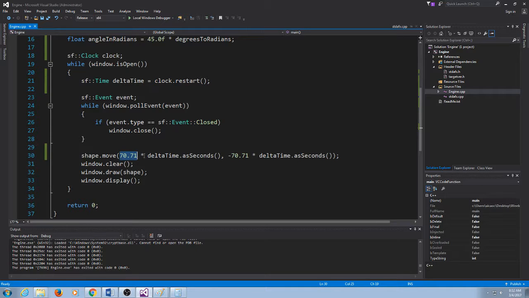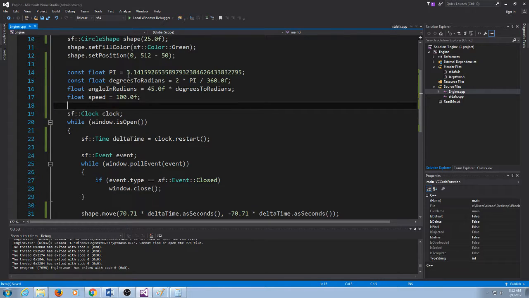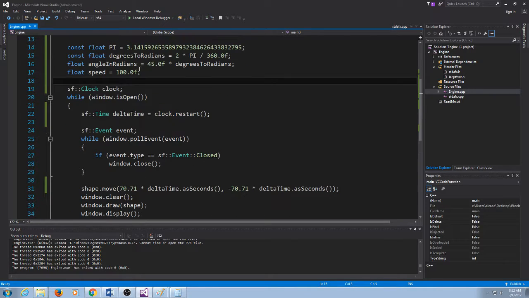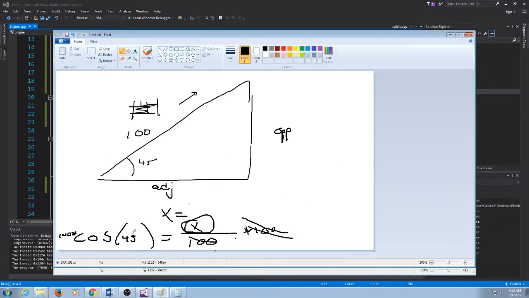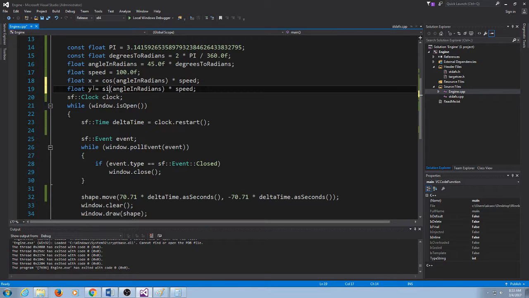And I can take this, and instead of typing in the value here, what I want to do is I want to have a float value for my speed, which is just going to be 100 here. This is how fast I want to move in a direction. And then what I do is I can have an x component, which is equal to the cosine of the angle in radians times the speed. This right here is exactly the same formula that's here. Cosine of the angle is equal to x over 100, and multiplying both sides by 100 gets me my value in x. And then likewise, my value in y is equal to the sine of the angle.